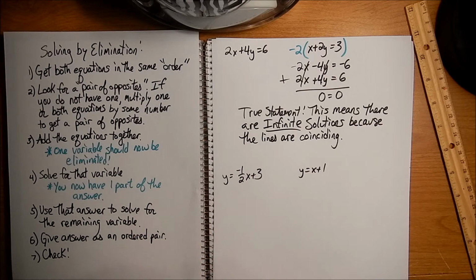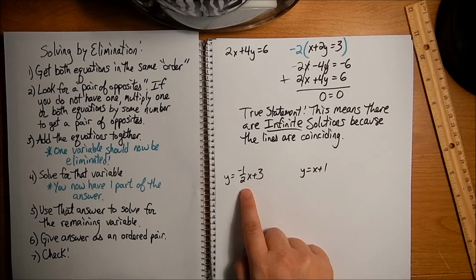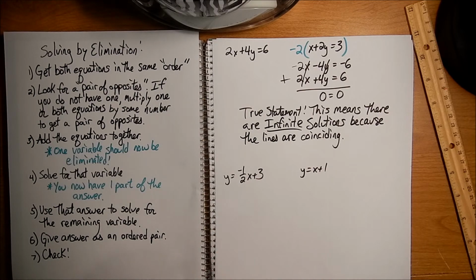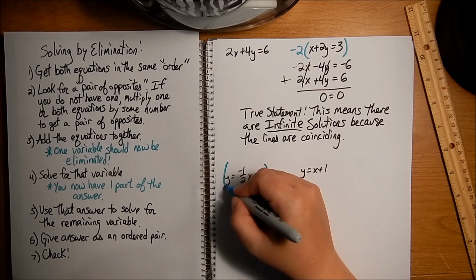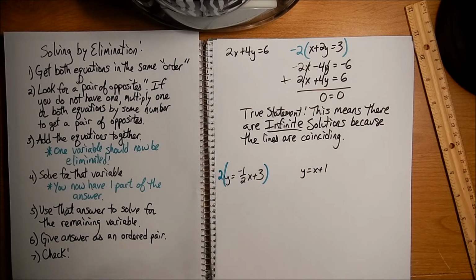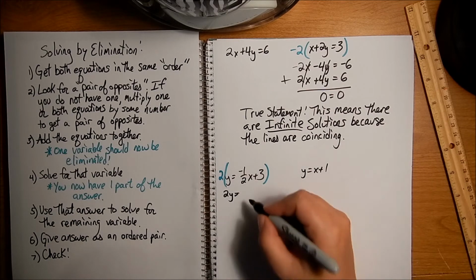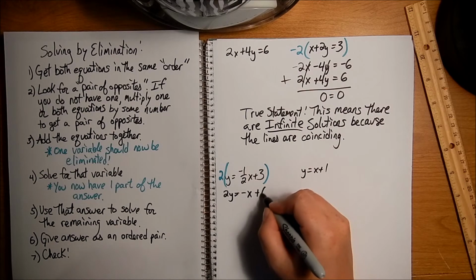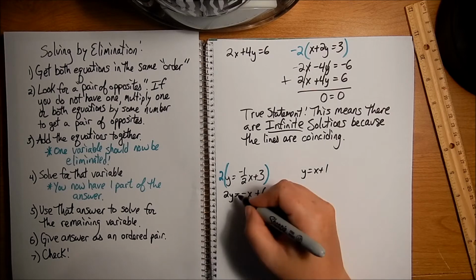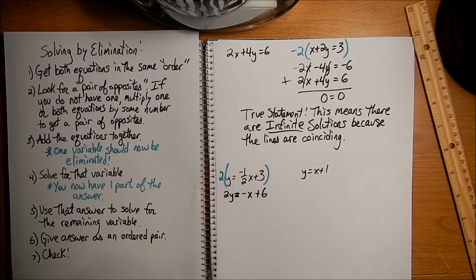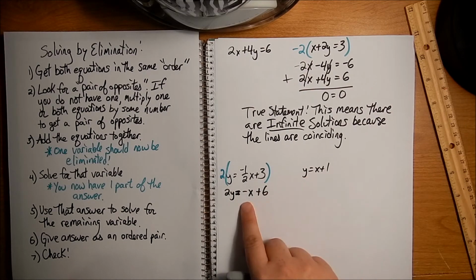So let's just follow our steps. I want both equations in the same order. They are, but I have a fraction here, so I don't really want to deal with it. So I'll multiply this whole thing by 2 just to clear the fraction. Make my life a little bit easier. 2 times negative 1/2 x is a negative x, and then plus 6. Okay, so they're in the same order.